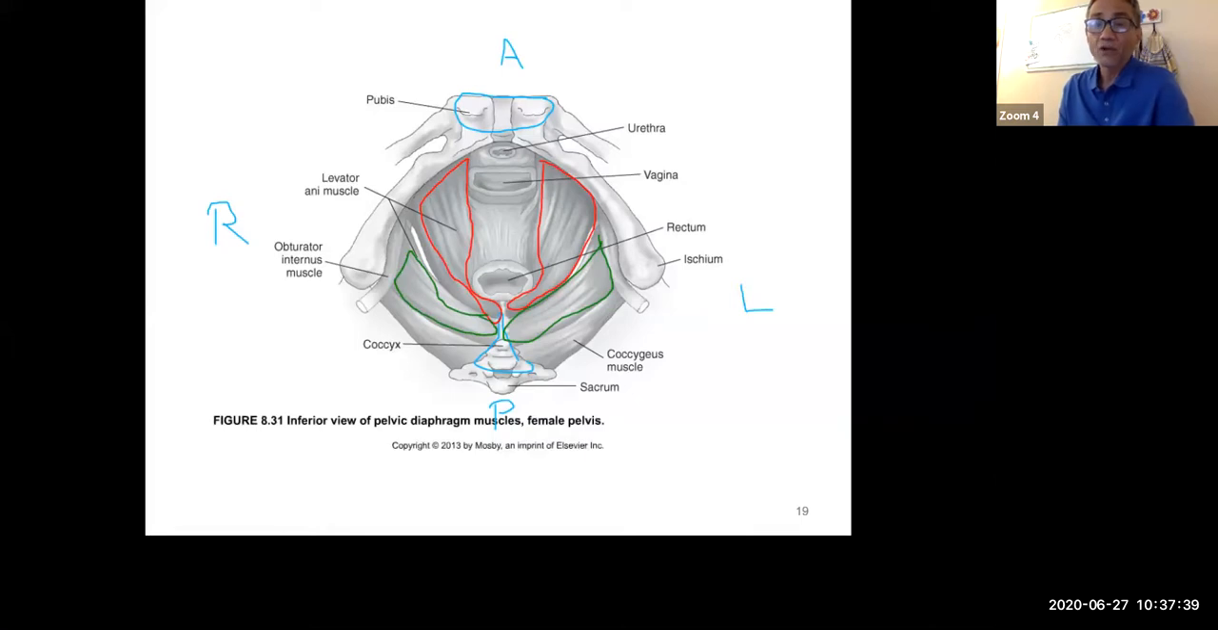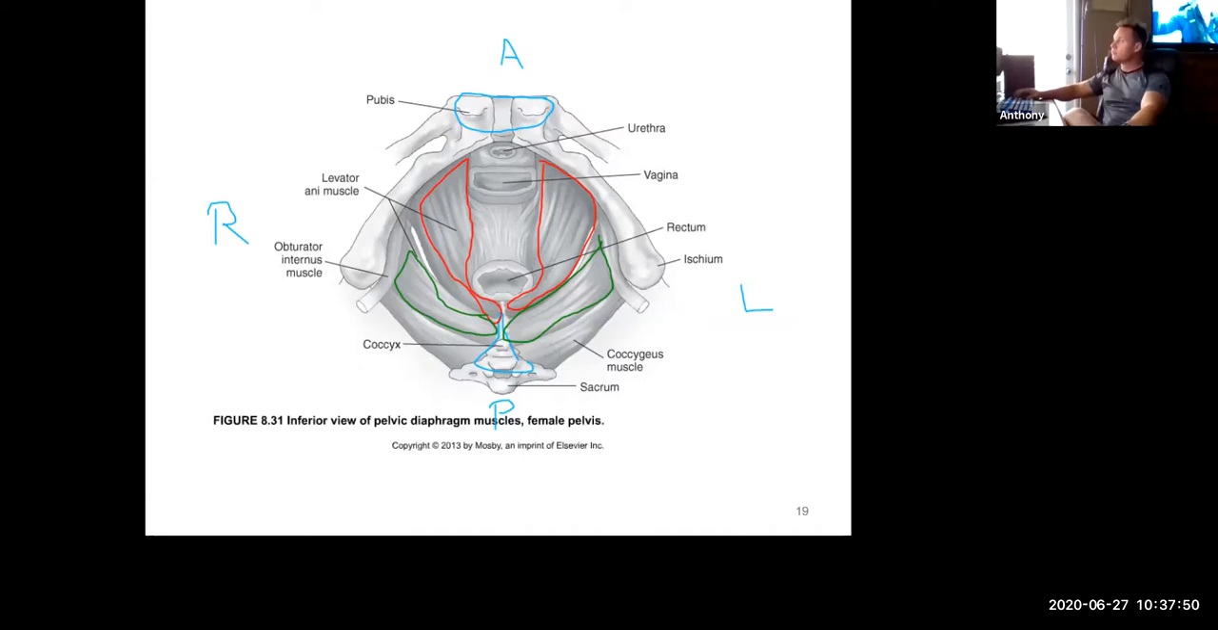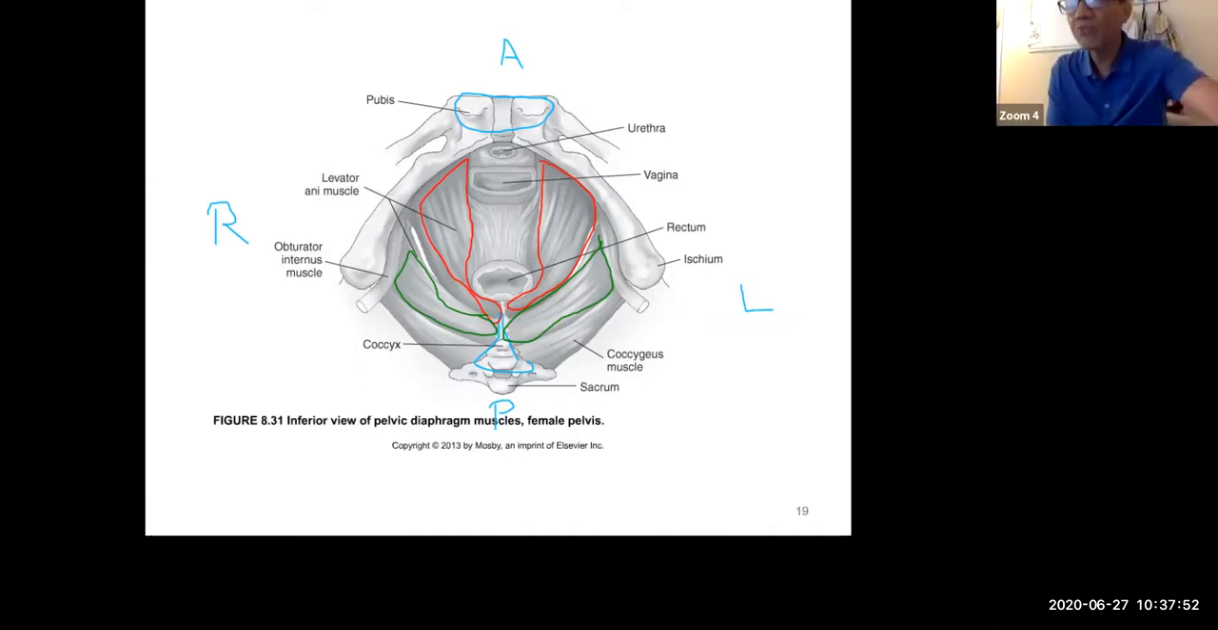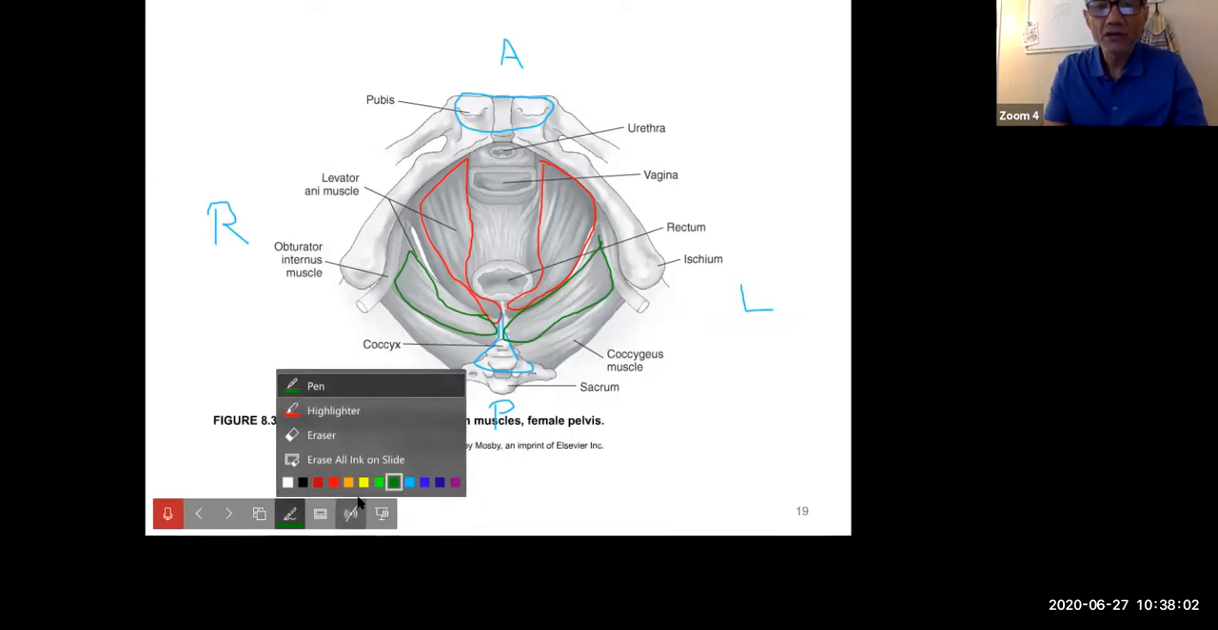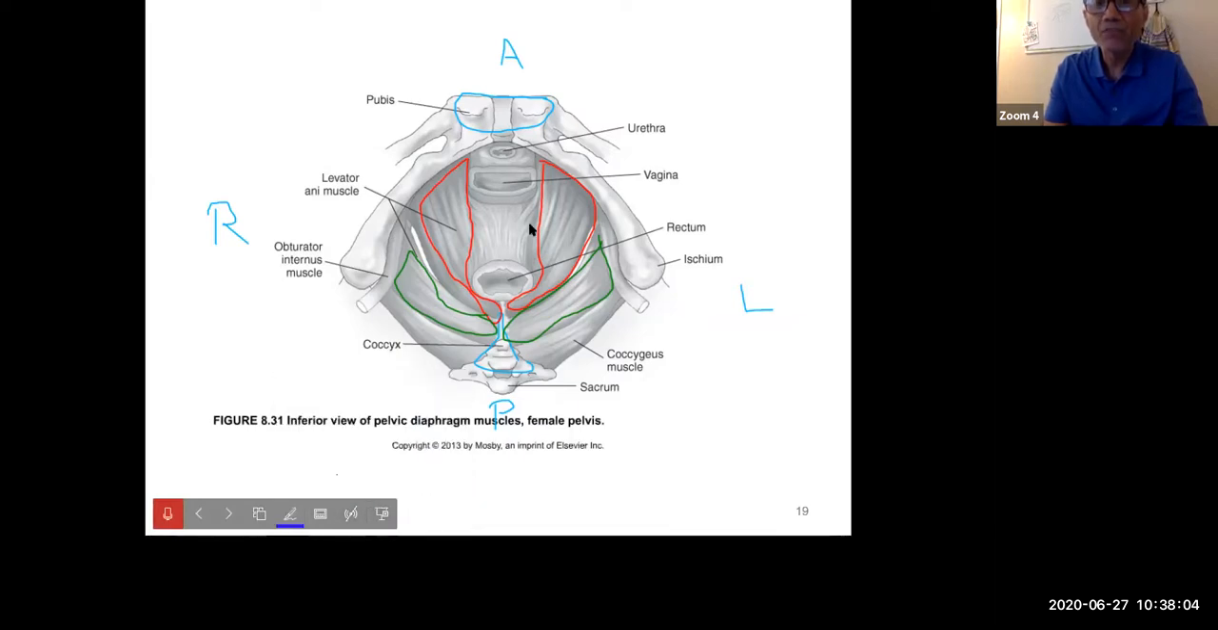Do you know why they call them levator ani? What does the word levator ani mean? It means pull your penis up. To understand those muscles, it's very simple. Look at how those muscles are surrounding the three structures in your pelvis and supporting them.